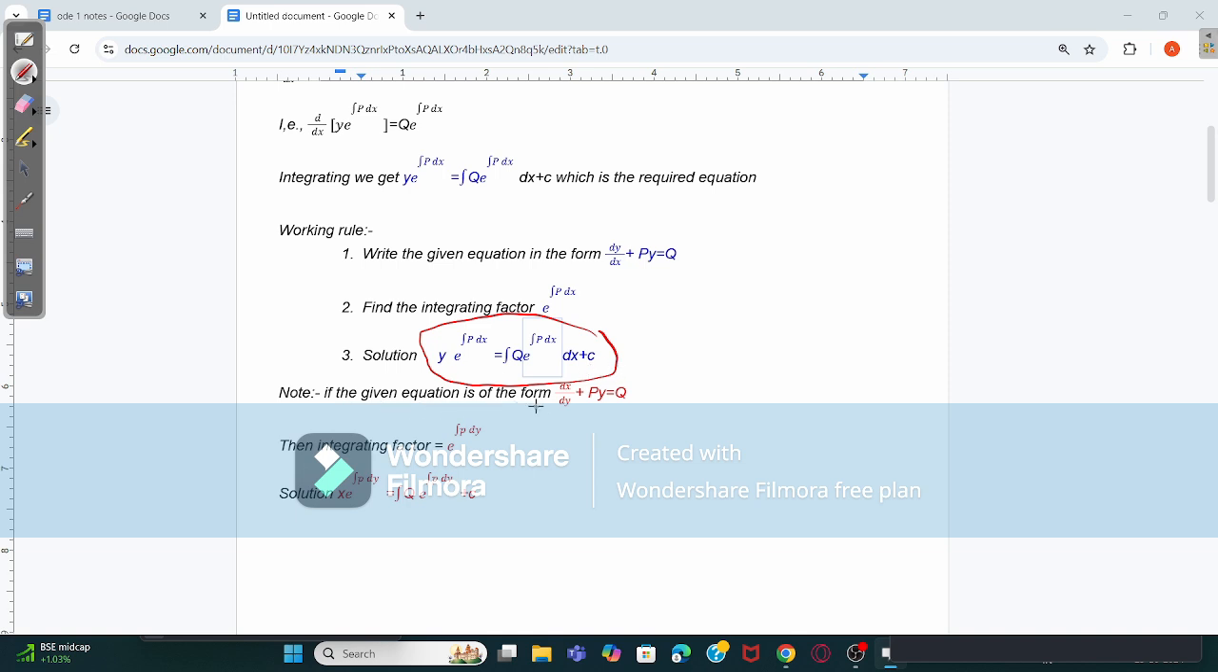If the given equation is in the form dx/dy + Px = Q, then the integrating factor will be e to the power integral P dy, and the solution will be x times e to the power integral P dy equals the integral of Q times e to the power integral P dy, plus c. The solution will be in this form.